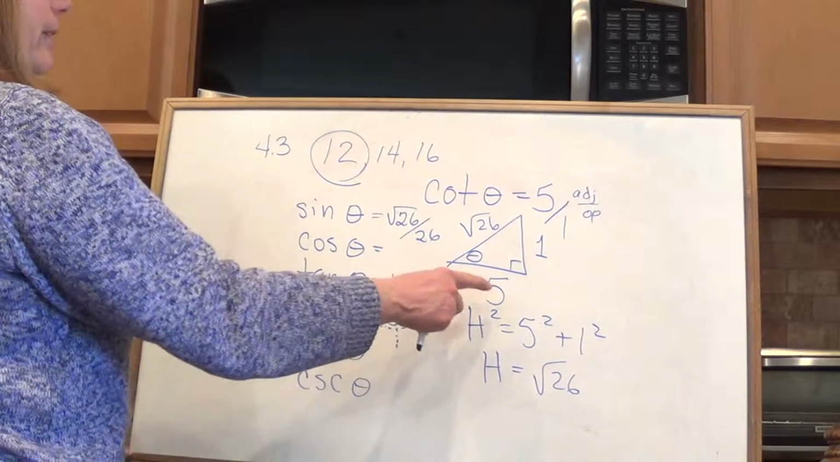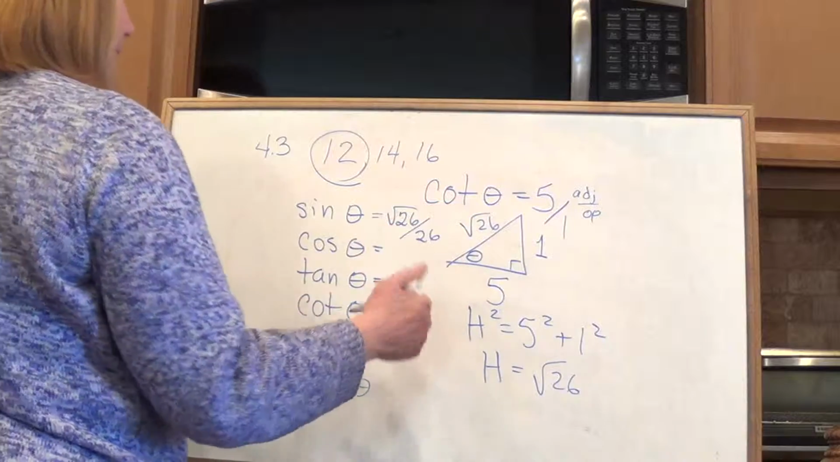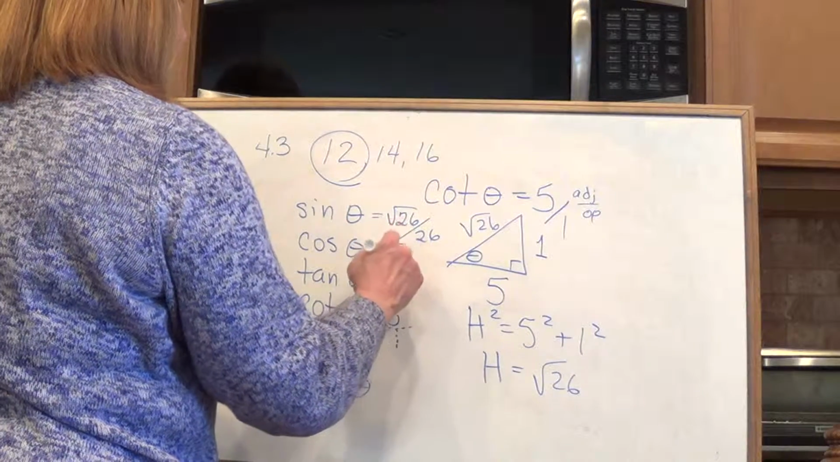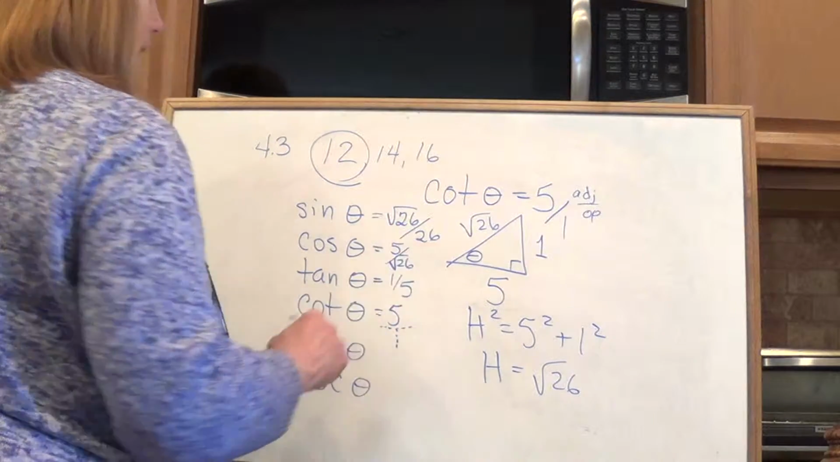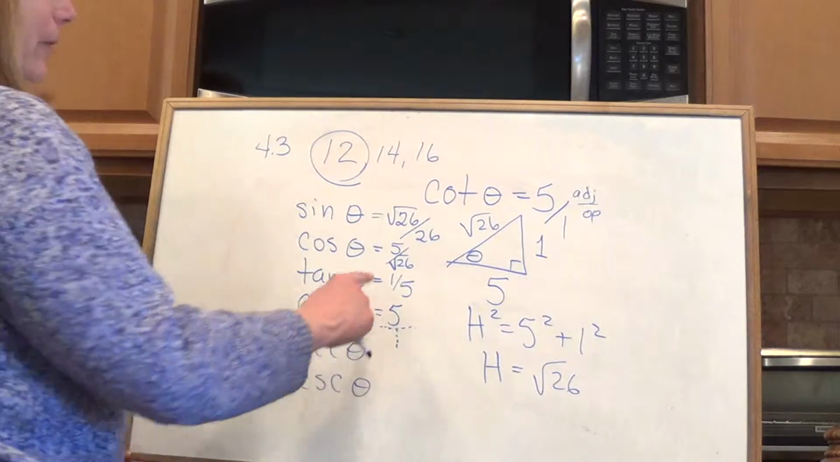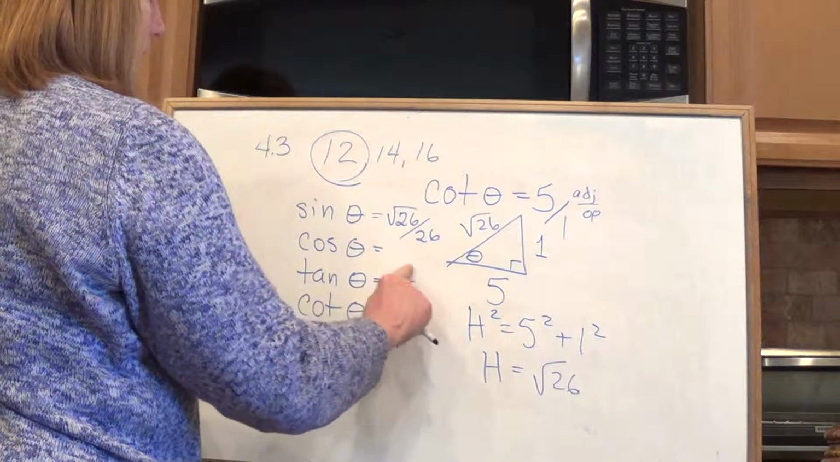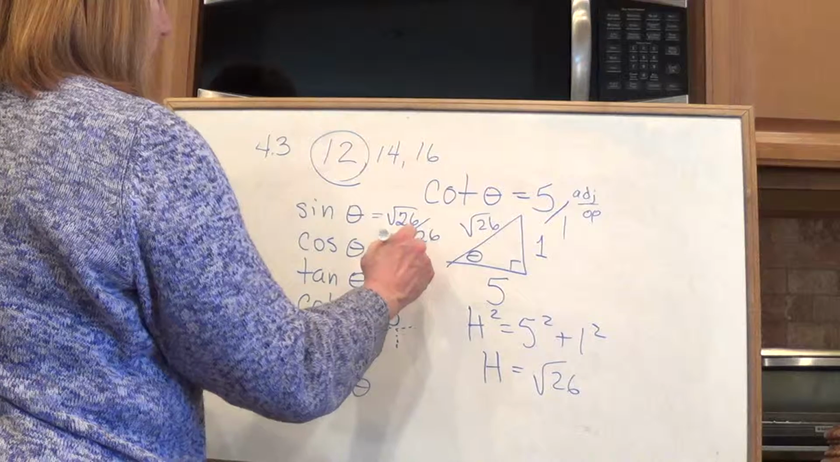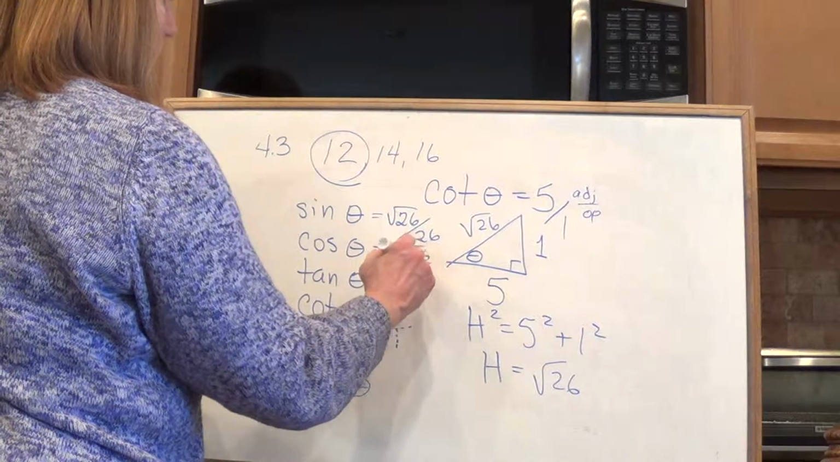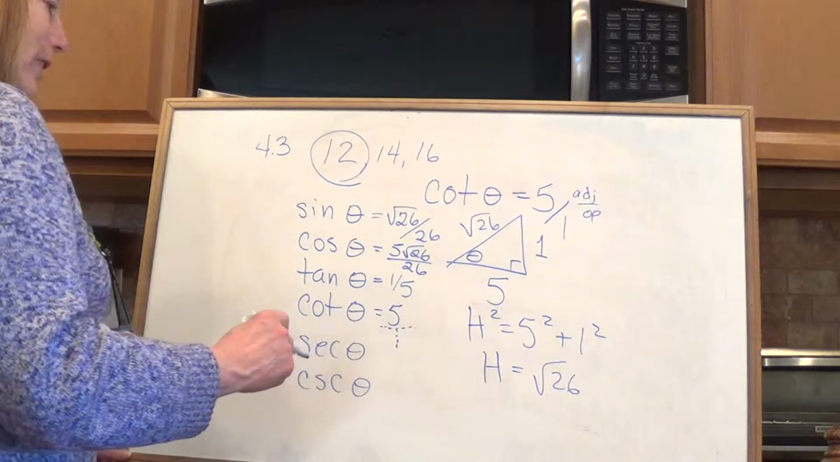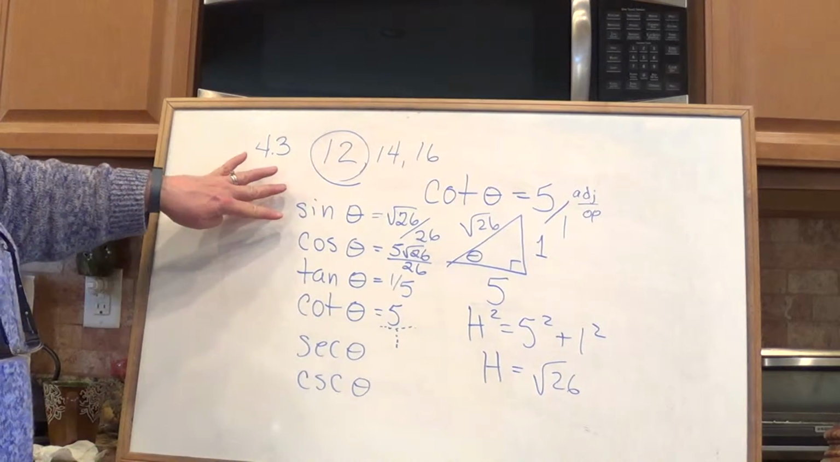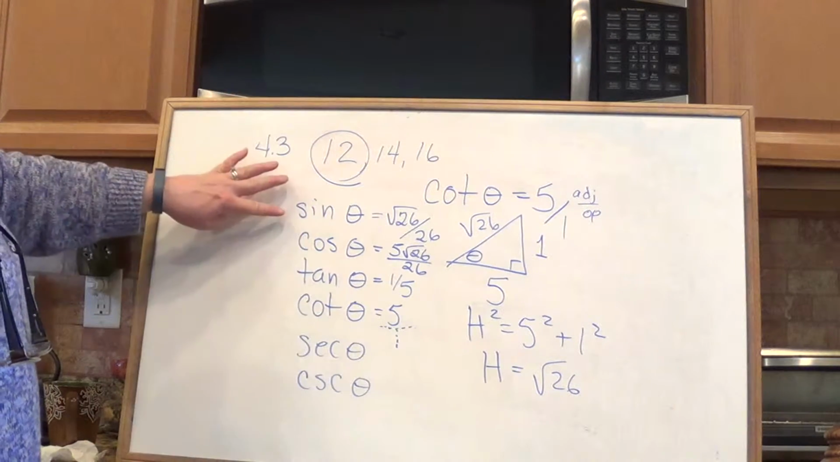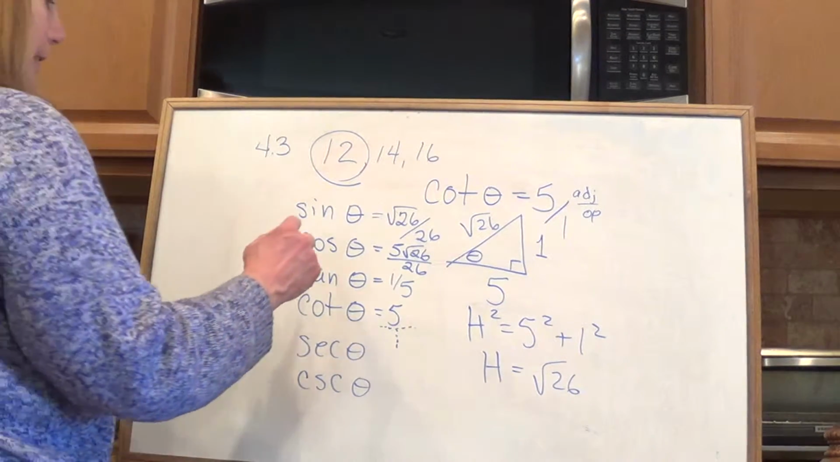And this one was adjacent over hypotenuse. 5 over square root of 26. And that, when you multiply that by square root of 26 over square root of 26, you get 5 square roots of 26 over 26. I've never said 26 so many times in my life, except maybe when I was 26, many eons ago.